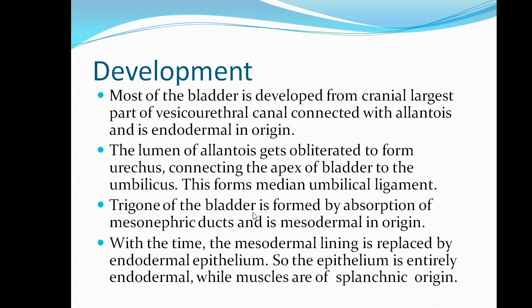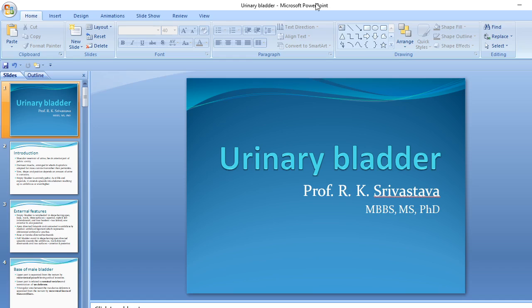The trigone of the bladder is formed by absorption of the mesonephric ducts and is mesodermal in origin. With time, the mesodermal lining is replaced by endodermal epithelium. So the epithelium is entirely endodermal while muscles are of splanchnic origin, that is mesodermal origin. So that is all about the urinary bladder and its applied anatomy.